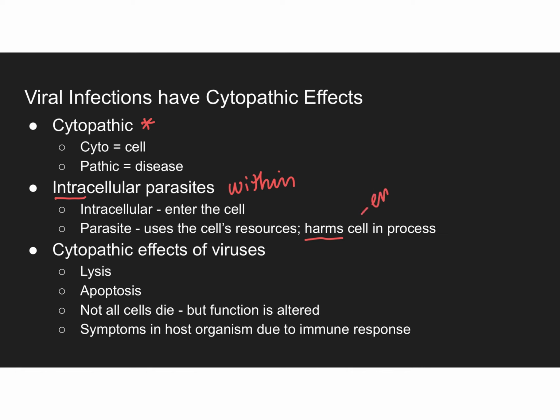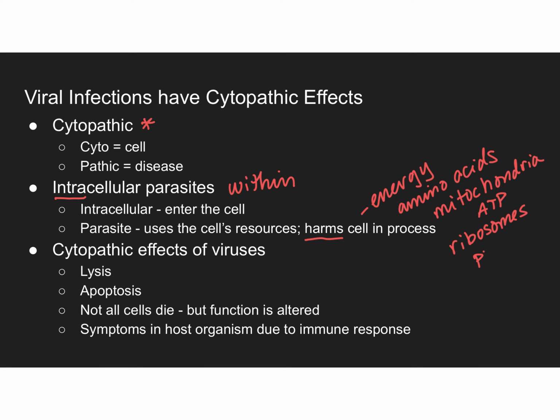They're using the cell's energy, raw materials such as things like amino acids or nucleotides, also using their organelles. So the mitochondria are now busy making ATP for the virus instead of the cell. The ribosomes are busy making proteins. And these are all things that the host cell is supposed to be making for itself or for the multicellular organism that it's part of. But now the virus is taking over all of these resources, and the cell is not able to perform the functions that it needs to perform.